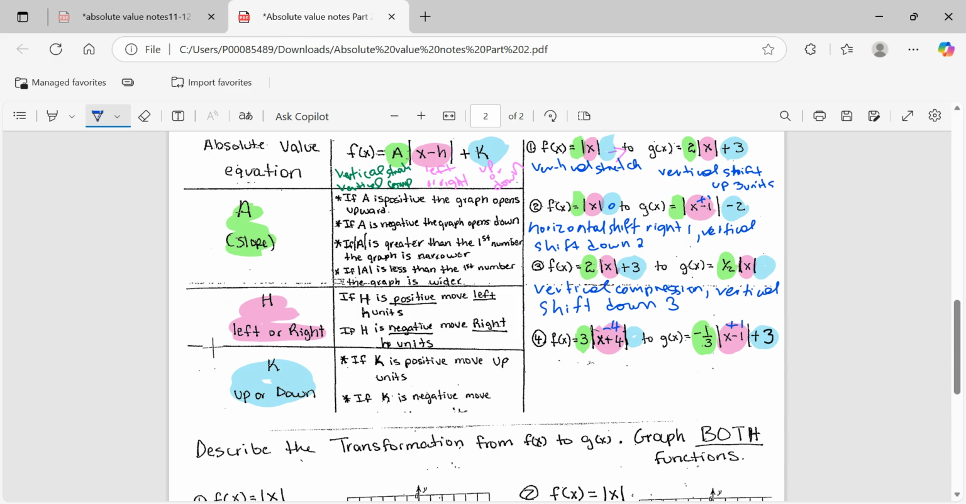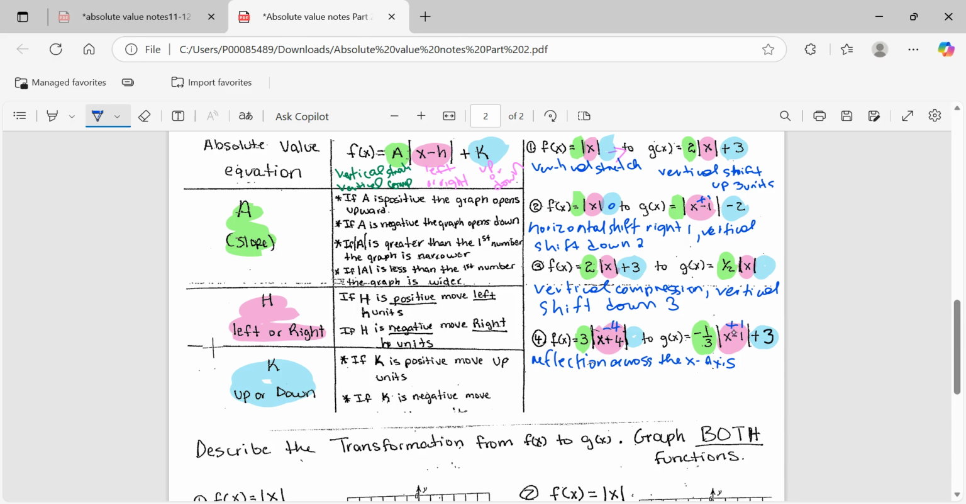Let's come on down to the last one. I'm going from +3 to -1/3. Oh, so that positive and negative, just the positive and negative, is going to let me know that there is a reflection because it opens down. And that reflection is across the x-axis.